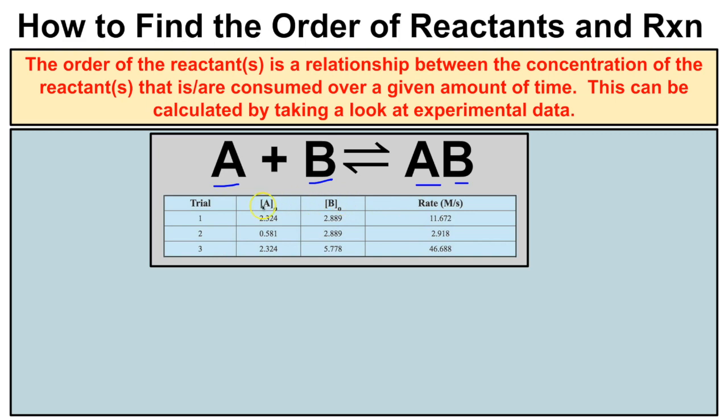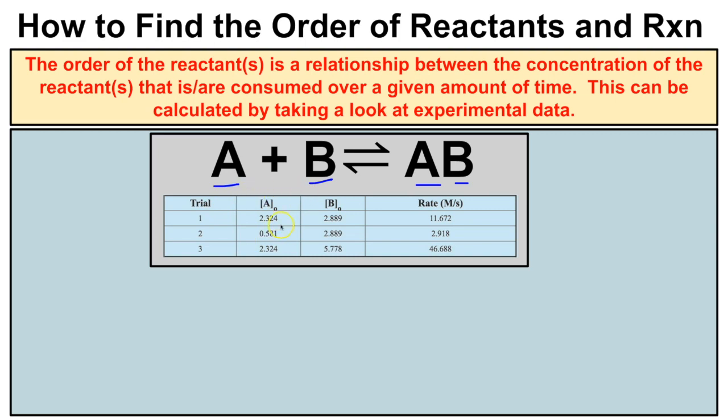So if we take a look at their results, in trial 1, the initial concentration of A that they used was 2.2324 molar, and they reacted this with 2.889 molar of B. And they found that the rate of this reaction was 11.672 molar per second. They do this a second time, except they change the concentration of A and they hold the concentration of B the same. And they find that the rate of the reaction is 2.918 molar per second.